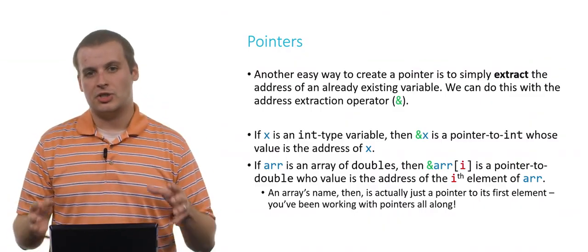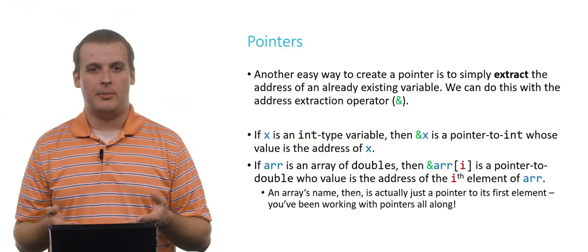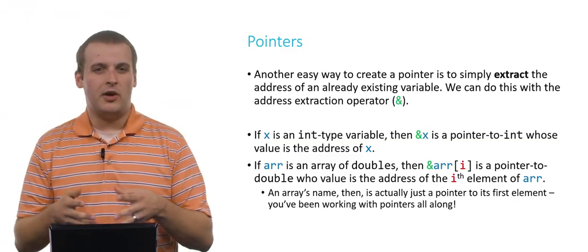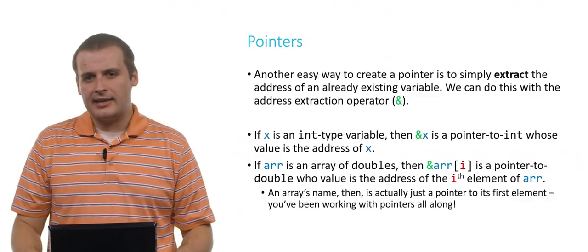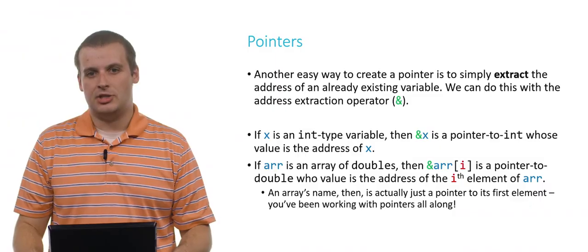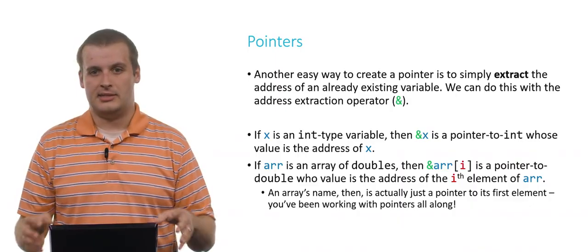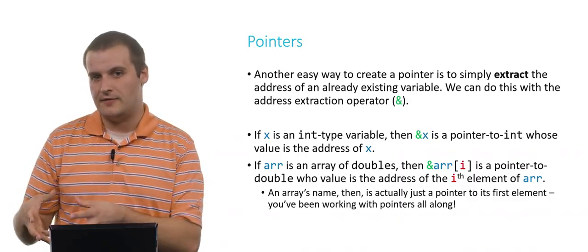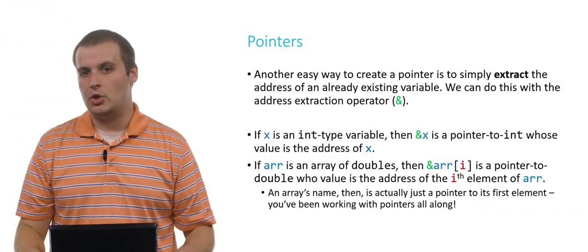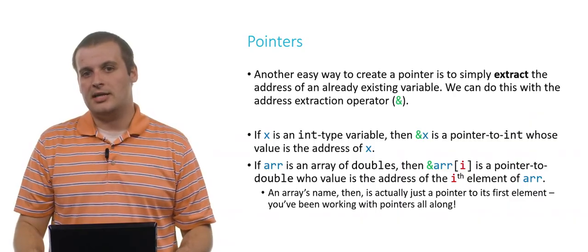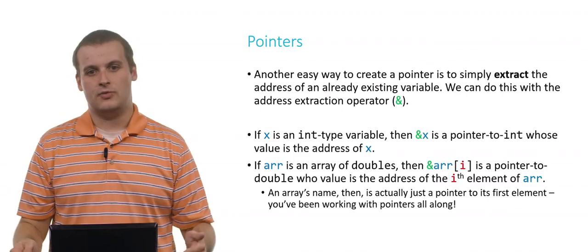Another way to create a pointer is to extract the address of a variable you've already created. You do this using the ampersand operator, address extraction, which we've already seen previously in the first diagram example I showed. So if x is a variable that we've already created of type integer, then &x is a pointer to an integer. Remember, ampersand is going to extract the address of the thing on the right. And since a pointer is just an address, then &x is a pointer to an integer whose value is where in memory x lives. It's x's address. So &x is the address of x.